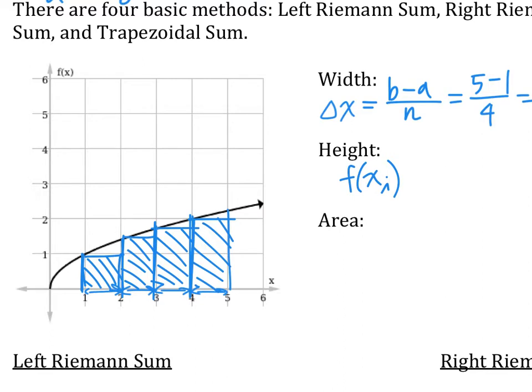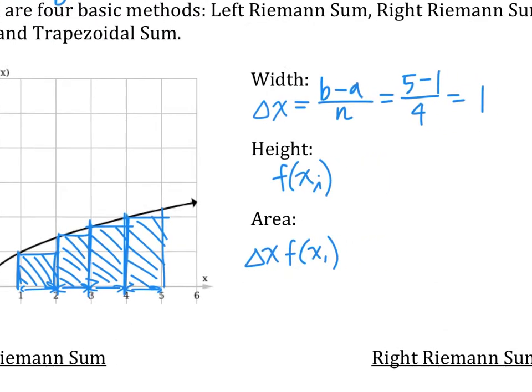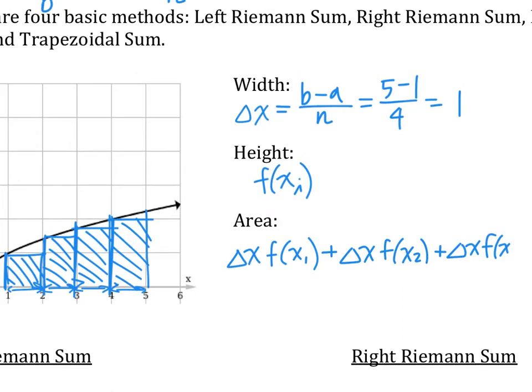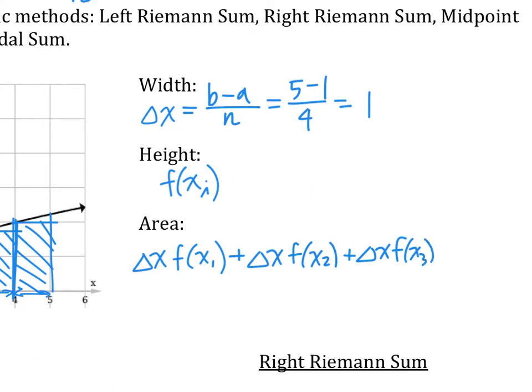So then the area is always going to be the width times the height. Right? The rectangle area is width times height. But we're going to add up all of the rectangles. So plus another one, times, plus another one. And in this case, there are only 4. So we just do this 4 times.